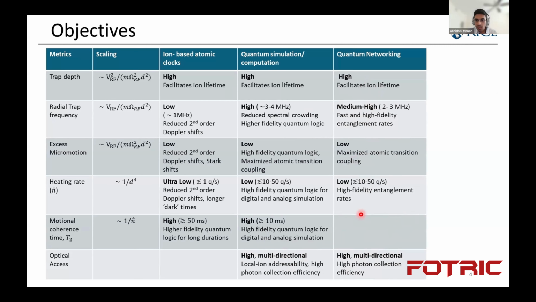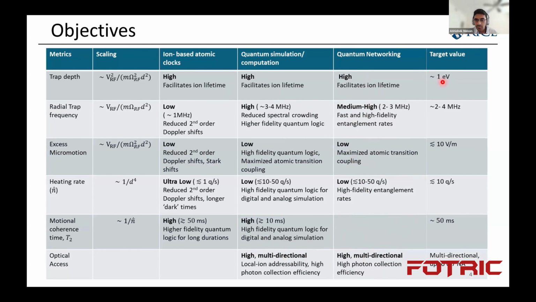Let's put some solid numbers here. Let's say we try to achieve a trap depth of 1 electron volt, a trap frequency around 2 to 4 megahertz, and excess micromotion of as much as 10 volts per meter. And then a heating rate of less than 10 quanta per second, which means 10 quantized energy excitations per second. And then a motional coherence of 50 milliseconds. And hopefully, let's see if we can get a multi-directional NA.